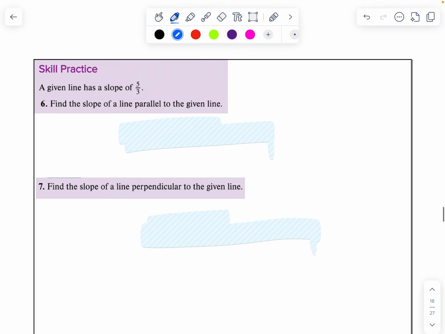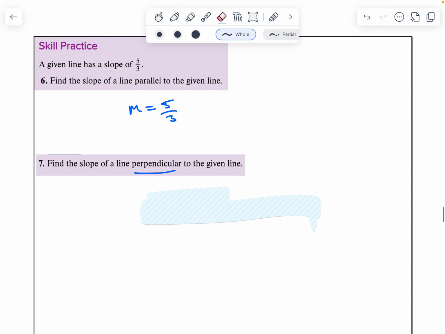Try this one. If we have a slope of 5/3, a parallel slope, what would that be? The exact same thing, 5/3. A perpendicular slope, what would that be? The opposite, so a negative 3/5.